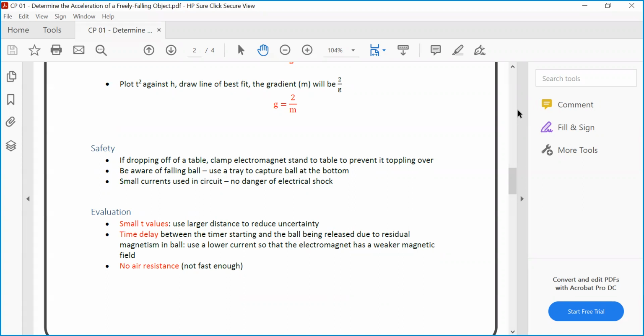No air resistance, not faster. Now, we don't consider air resistance. We think we did this in a vacuum. We don't do this in a vacuum, but we assume air resistance doesn't affect.